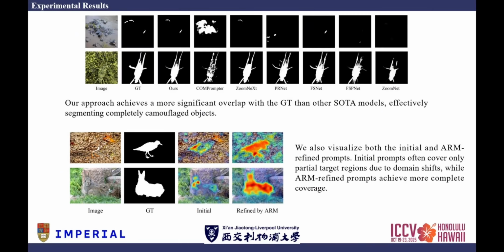And we visualized both the initial prompts and the ARM refined prompts. The initial prompts usually only capture part of the target because of domain shifts. But after applying ARM, the refined prompts are able to cover the target regions much more completely.